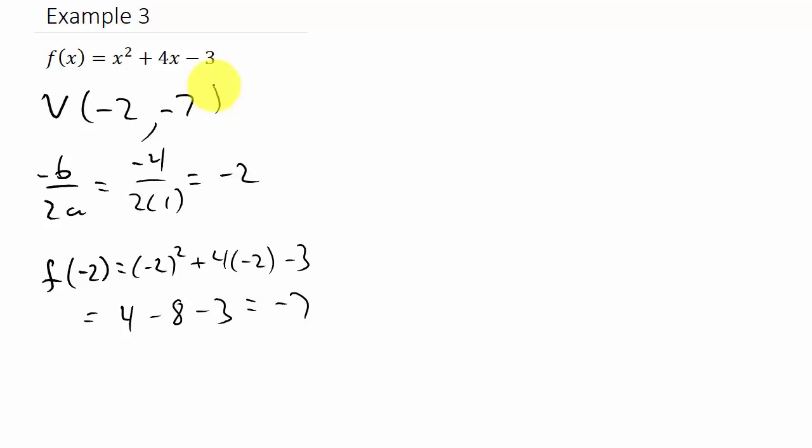Now let's find the x-intercept. Remember, you take your function and set it equal to 0. So I've got x squared plus 4x minus 3 equals 0. On the last problem, we used the quadratic formula because it didn't factor. Well, this one doesn't factor either. We could use the quadratic formula, but let's go ahead and complete the square on this one, so you can see an example of completing the square.